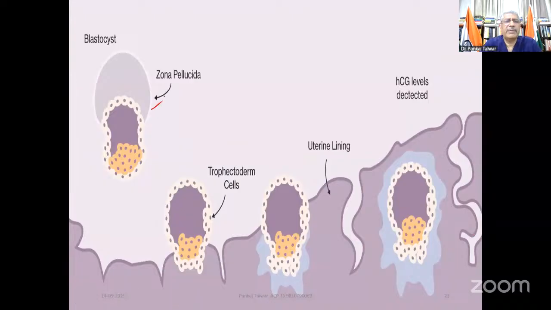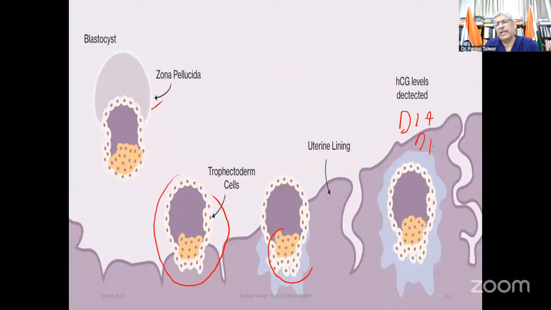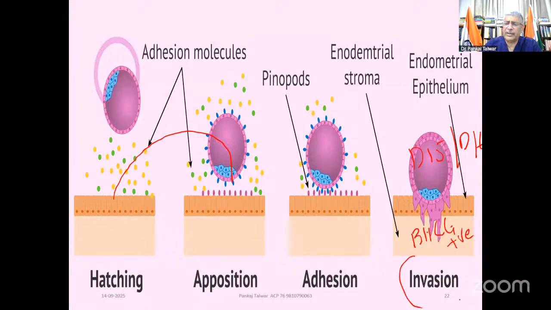Zona pellucida is left out. The whole trophectoderm will implant. Inner cell mass goes inside. And then on day 14 to day 16, we start carrying out the beta HCG and we get the result positive. That's the way they invade the endometrium.